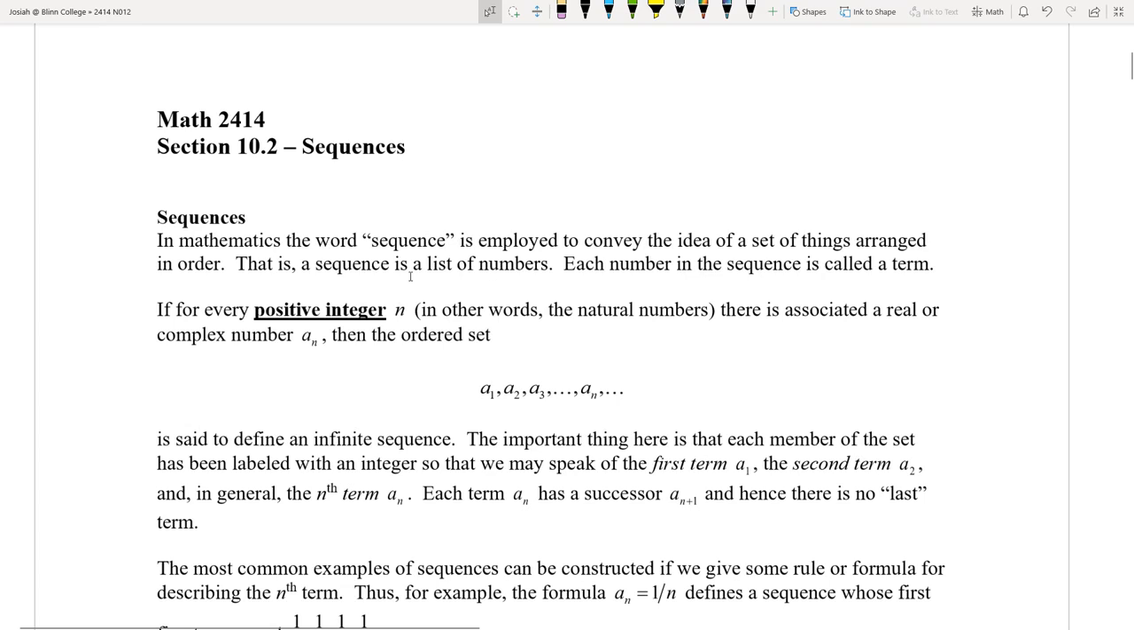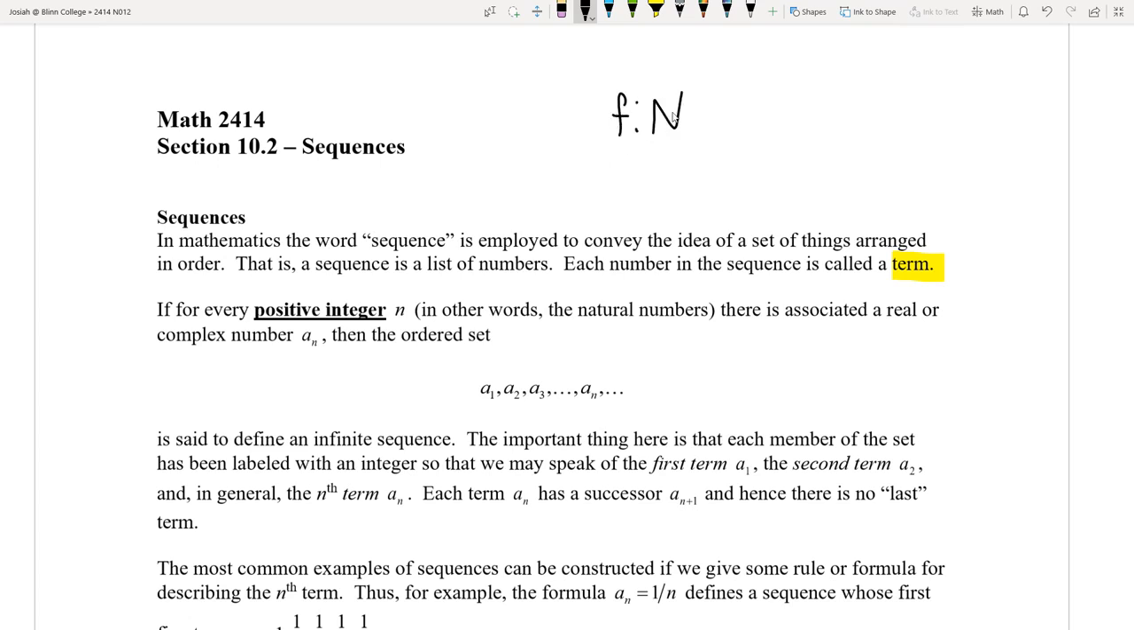It's a list of numbers, essentially, where each number is given a space in line, so to speak, and each of those numbers will be called a term. So we're going to be using that word a lot, calling things terms. And so a list of terms in order make up a sequence. If for every positive integer n, which is the natural numbers, just 1, 2, 3, 4, and so on, there's associated a real or complex number a sub n, and so we have a sub 1, a sub 2, a sub 3, and so on, that's our infinite sequence.